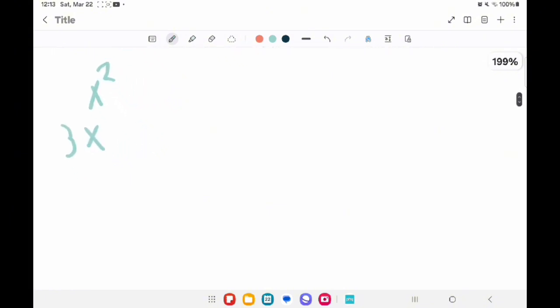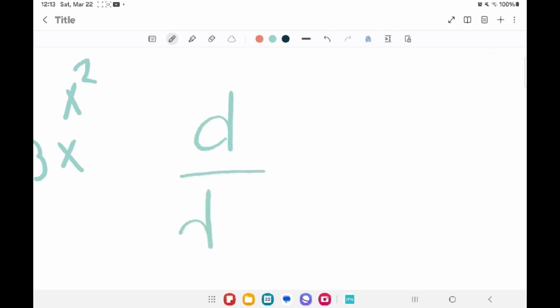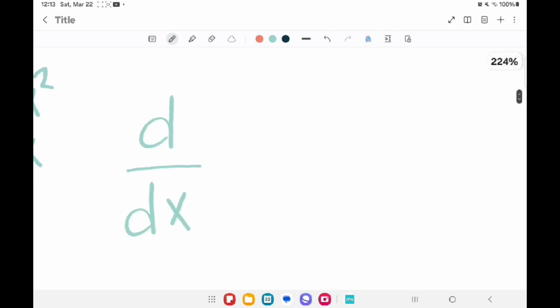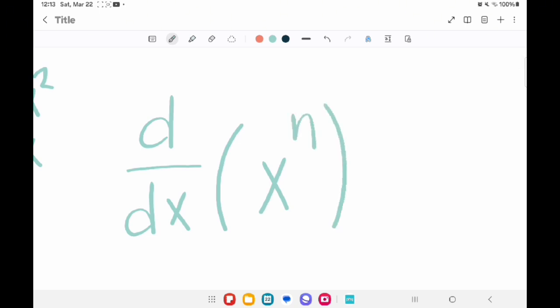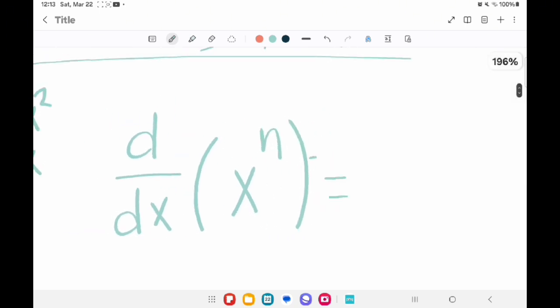So, the power rule says d over dx of x to the n is equals to nx to the power of n minus 1.